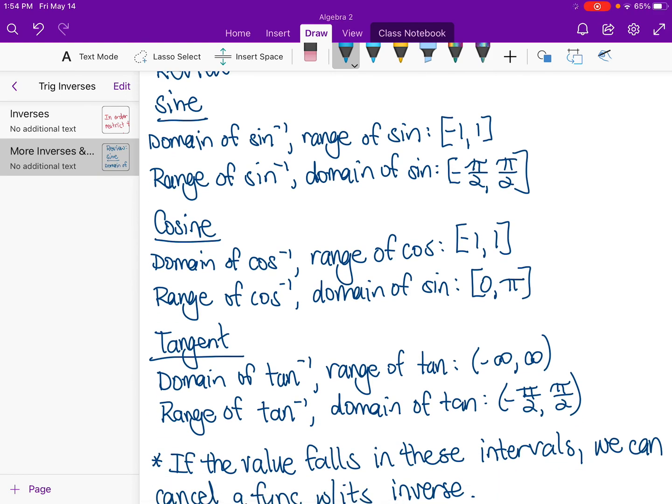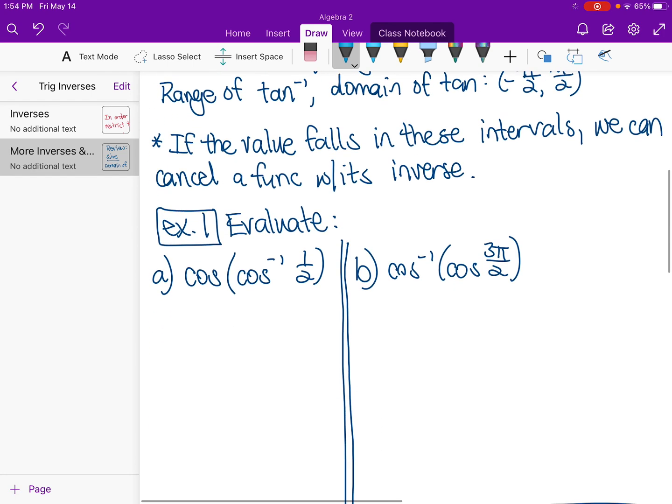So go ahead and copy those down. This is something you have to have memorized. So please, please, please copy this down. All right, if the value falls in these intervals, we can cancel a function with its inverse.